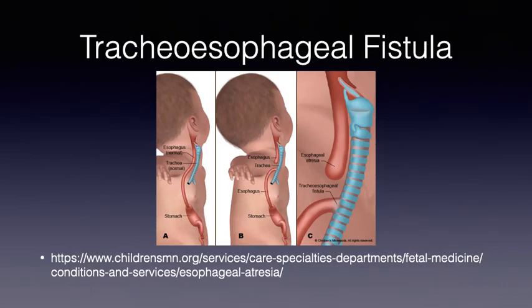Tracheoesophageal fistula, which can be abbreviated to TEF, is a fistula, which means an abnormal connection between two body parts, in particular between the windpipe, which we call the trachea, and the esophagus, which we could think of as the food pipe.